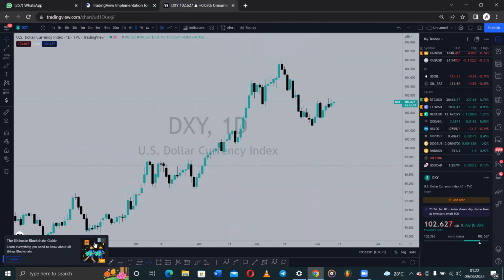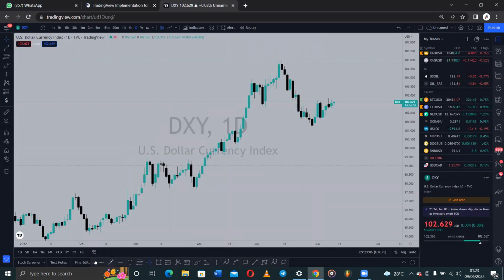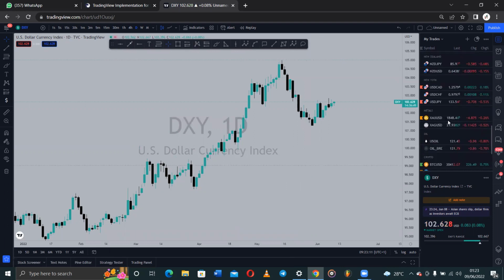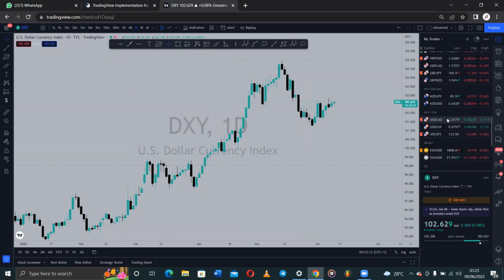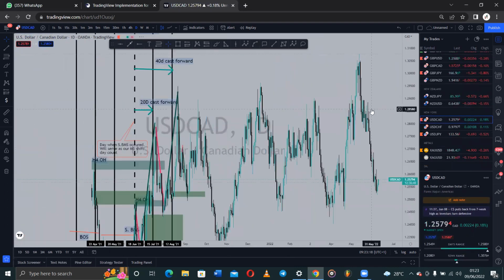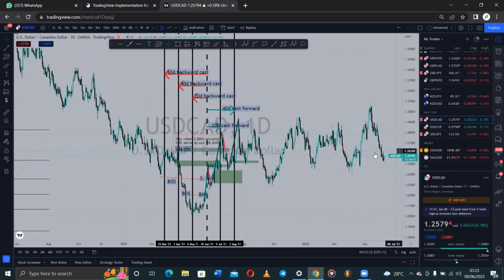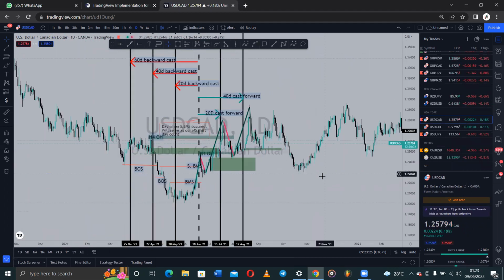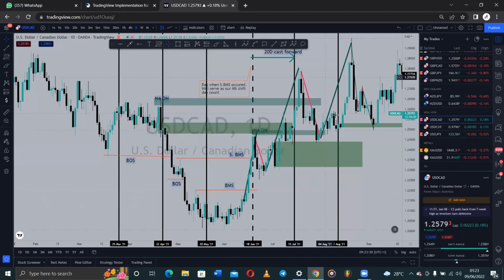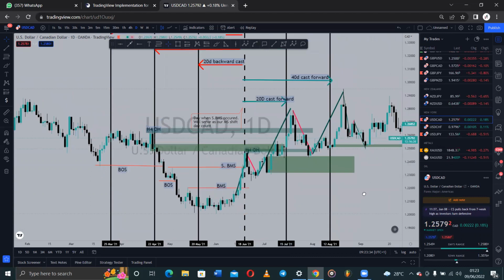But before then, I want us to quickly look at USD CAD. It's one of my favorite pairs. As you can see my analysis on it. This analysis is part of the IPDA that I've not taught you guys.